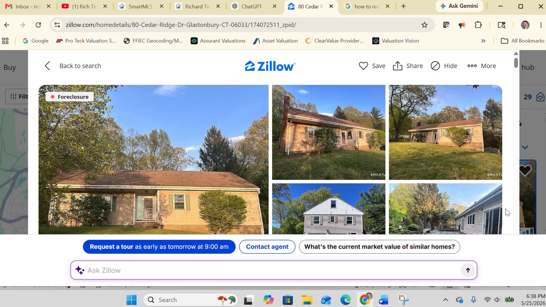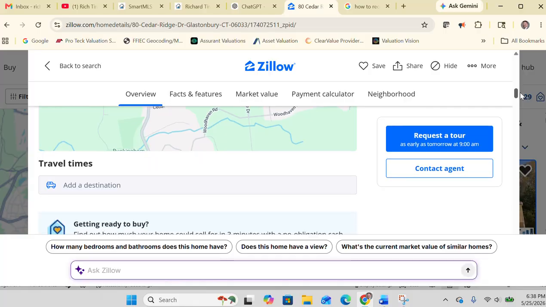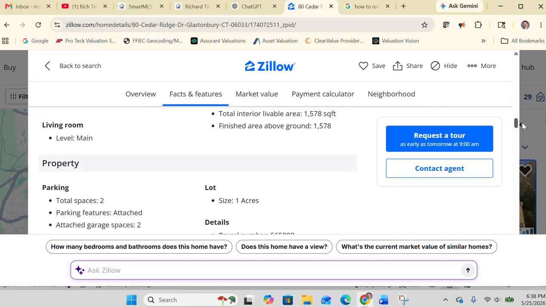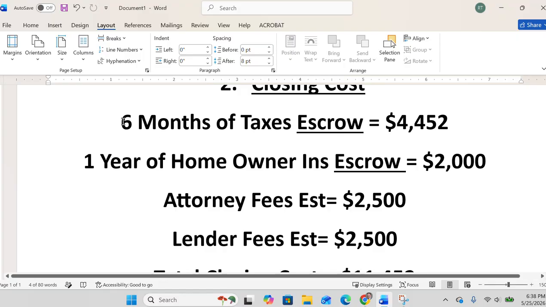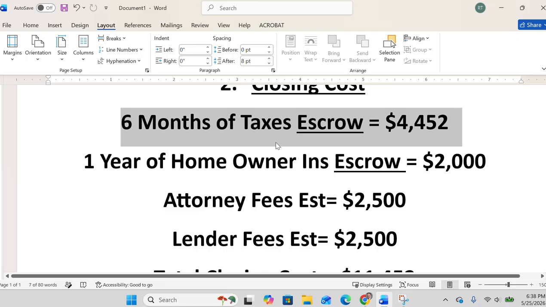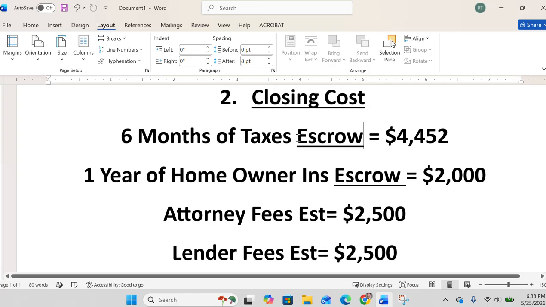So for the closing cost, we're going to find what the taxes are on the property. We want to know what they pay a year. On this property, it pays $8,903 a year for taxes. So we're going to divide that number in two, which will be 6 months of tax escrow, which will be $4,452. Whenever I use the word escrow, it's a fancy word for saying savings.